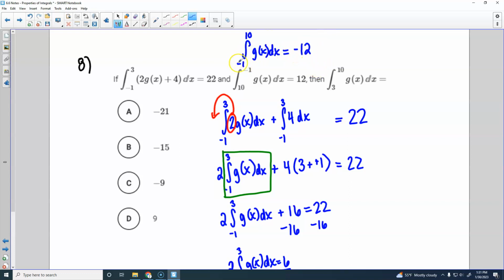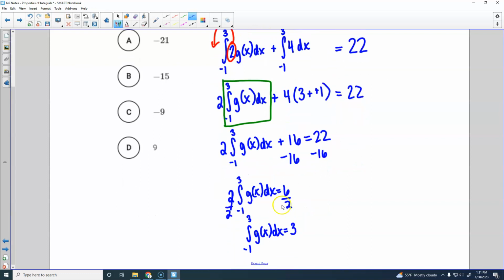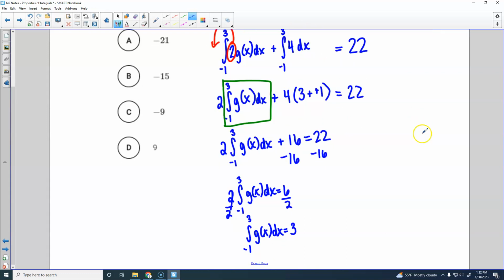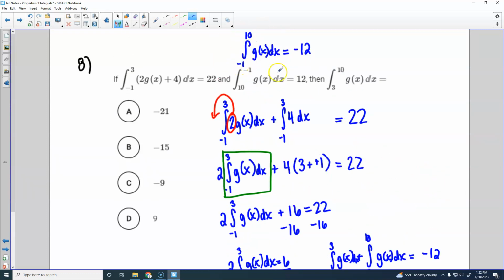And so if this integral from -1 to 10 equals -12, then if I take the integral from -1 to 3 and add it to the integral from 3 to 10, I should get -12. So we can make ourselves the second equation where we're saying the integral from -1 to 3 of g of x dx plus the integral from 3 to 10 of g of x dx should equal that -12 that we have for our integral from -1 to 10.